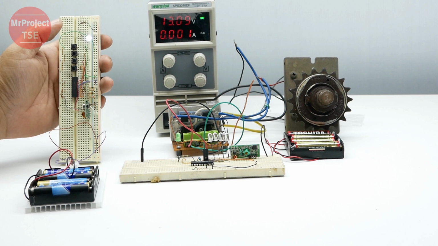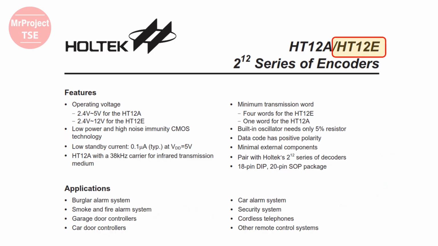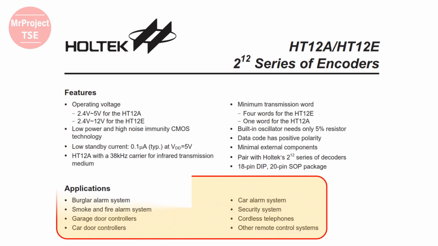Let's do it! Before going to the experiment, you should understand the HT12E IC. The HT12E is the encoder IC. The operating voltage is 2.4 to 12 volts. Low standby current is 0.1 microampere. There are many applications.